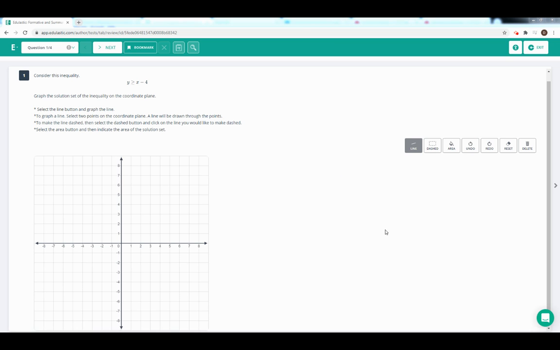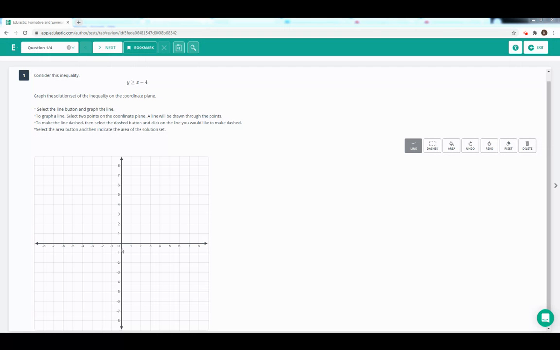Hello everyone. So today we're going to introduce graphing inequalities into Edulastic. And it's going to work very similar to equations, but remember we have solid lines, dashed lines, and we have areas to be shaded. So first things first, we're going to graph it like a normal equation. y is greater than or equal to x minus 4.